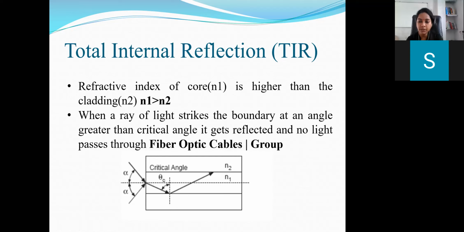Okay, I have the video of this also, but I haven't uploaded it. I'll just have to search for it, and if possible, in the next lecture or tomorrow's lecture we will see that video of how the light travels inside the core or inside the cladding.